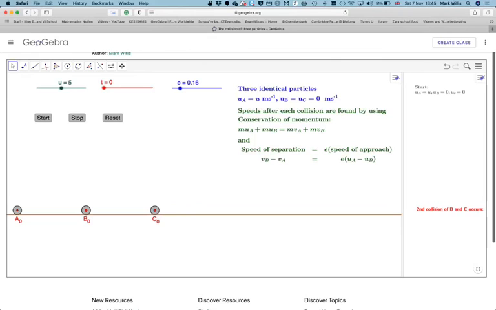Hope the GeoGebra helps you to visualize it, and you can get the maths looking down the right hand side here. So this has been a video to look at the collision of three identical particles moving in a horizontal straight line. I hope you've understood, and I thank you very much for watching.